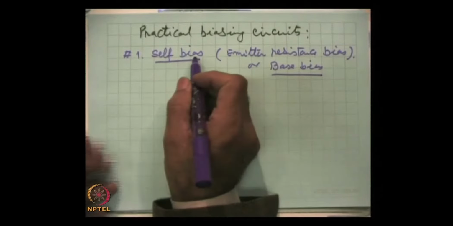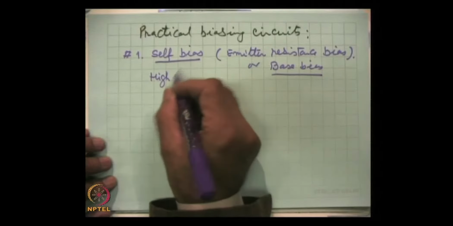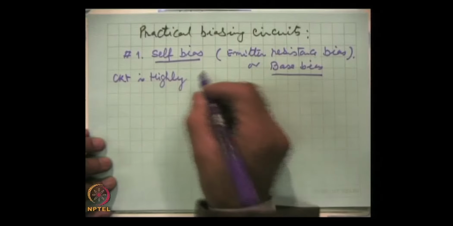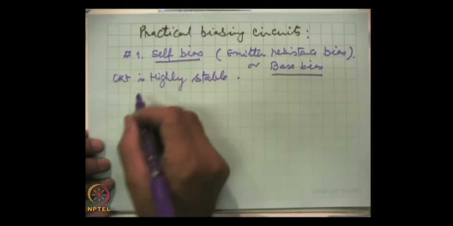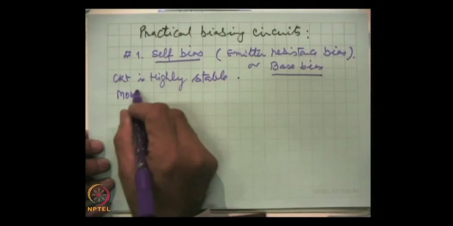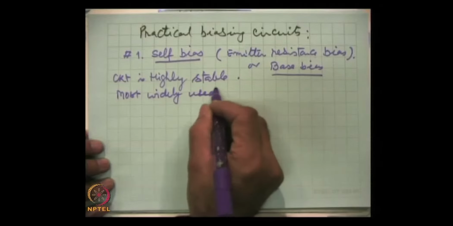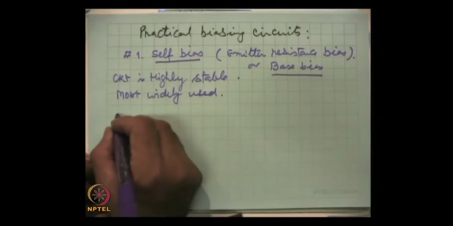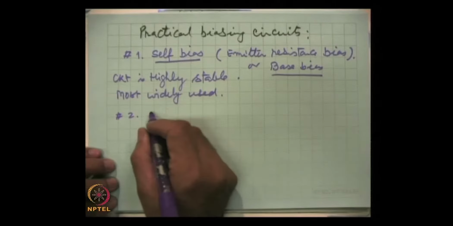So, this self bias circuit is highly stable and most widely used to bias a BJT circuit. And second is emitter bias.